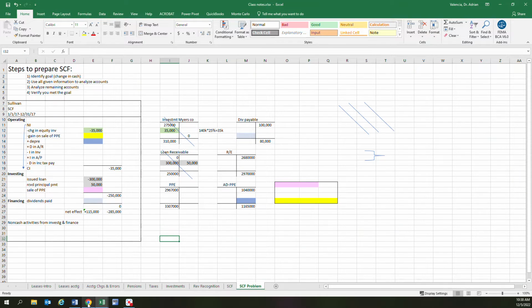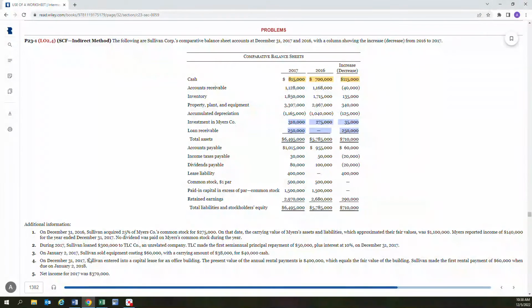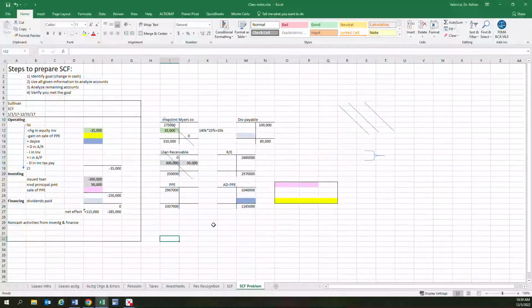All right, let's look at the next item of information. On January 2nd of the year, Sullivan sold equipment costing $60,000 with a carrying amount of $38,000 for $40,000. Okay, so let's look at this. This is sold for $60,000. So I'm going to recreate this journal entry. I'm going to go in here and say cash is $60,000.